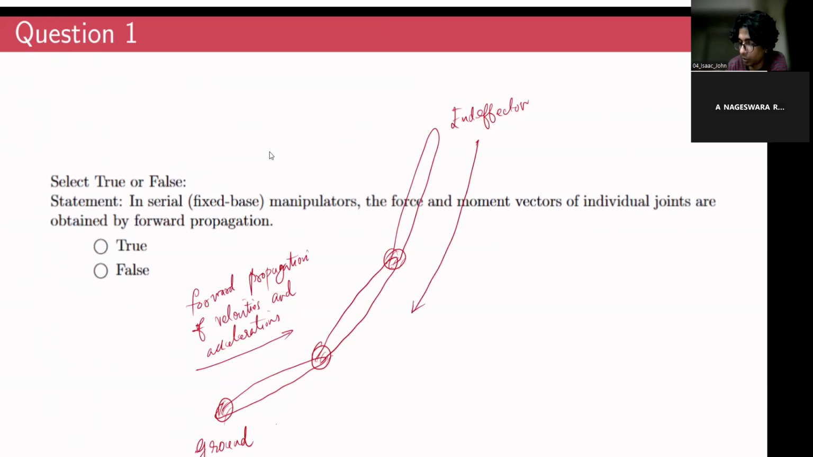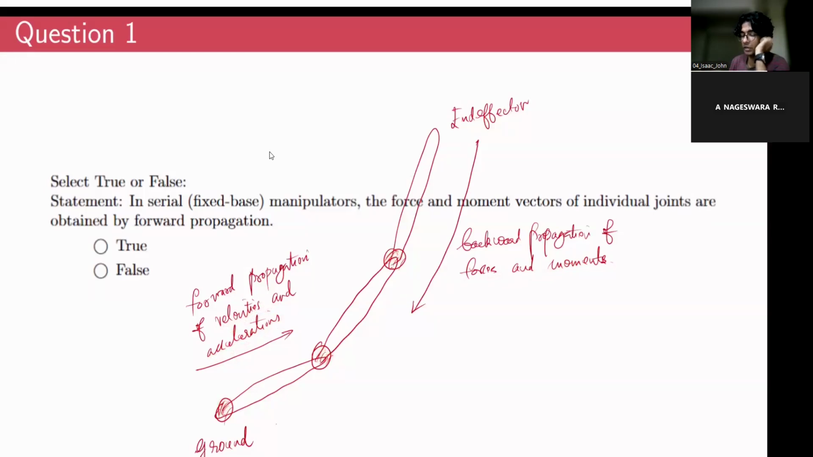In this direction, you do the backward propagation of forces and moments. Right? So ultimately, your aim is to find a function or a mapping between the trajectory characterized by positions, velocities, and acceleration to the forces acting on the joints.